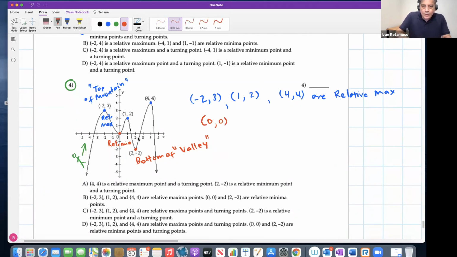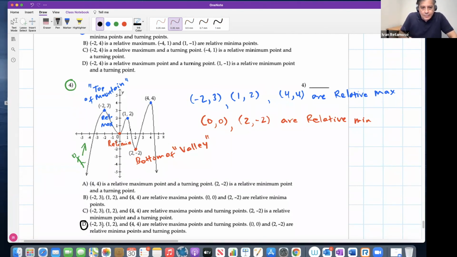together with 2,-2 are relative minimum, right? And all of them, the blue points and the red points, they're all turning points, right? Yeah. So the answer should be this, guys.